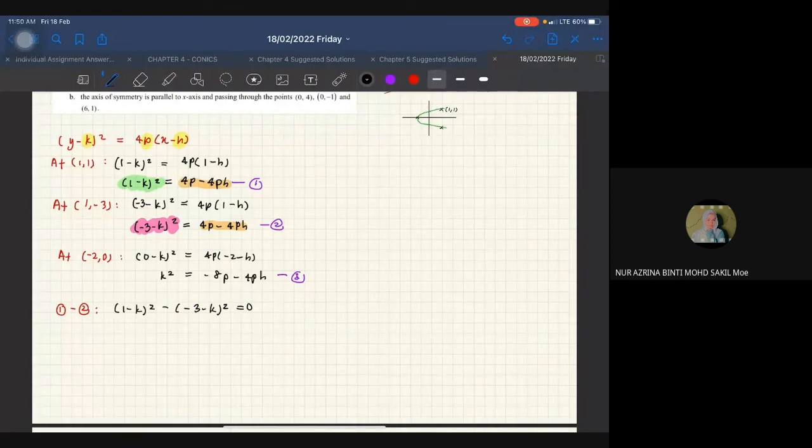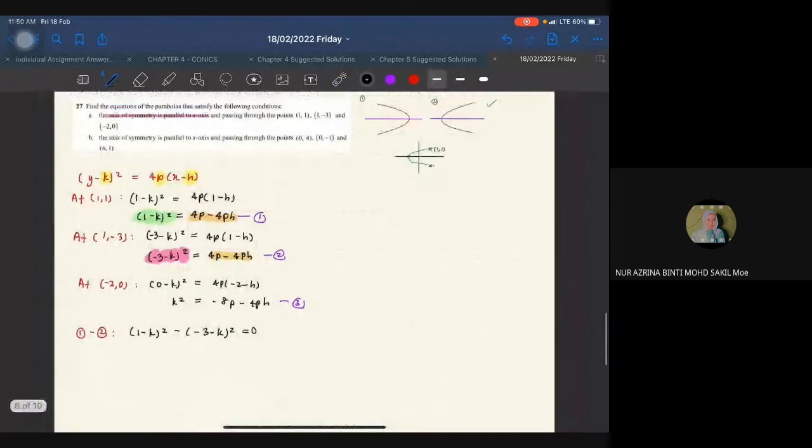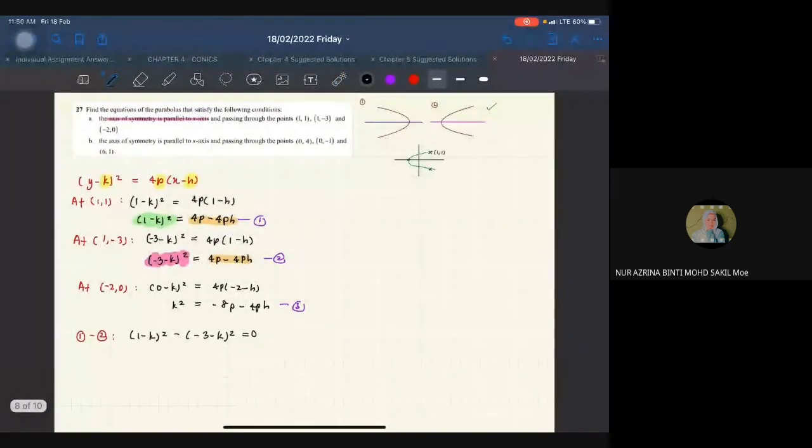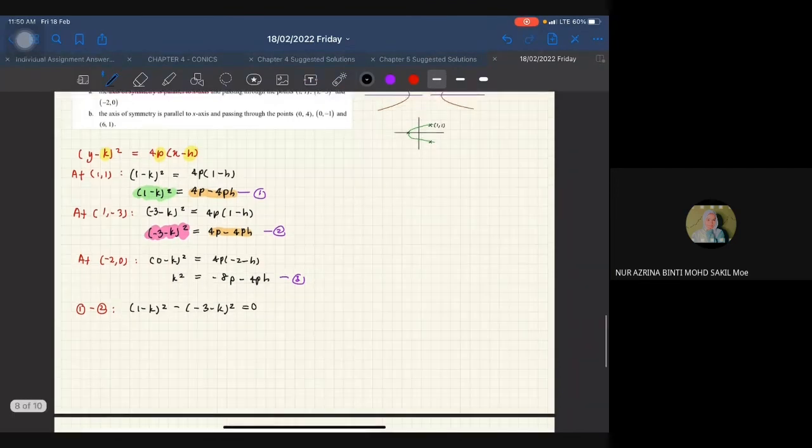Okay, so daripada sini awak boleh expand. You can expand this one and also this one. So awak akan dapat nilai k. Okay, so dapat tak nilai k yang ini? Have you tried doing this one? Siapa-siapa yang dah cuba, dapat nilai k awak berapa? Negative 1. Negative 1, exactly. Okay, good job. So your k is equal to negative 1. Okay, so kita dah dapat nilai k dekat situ.